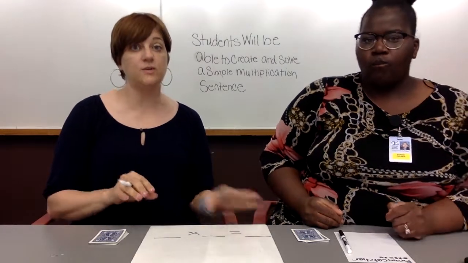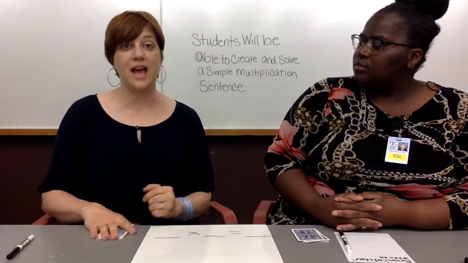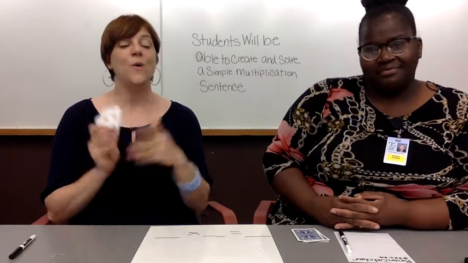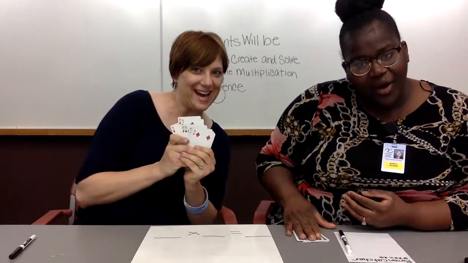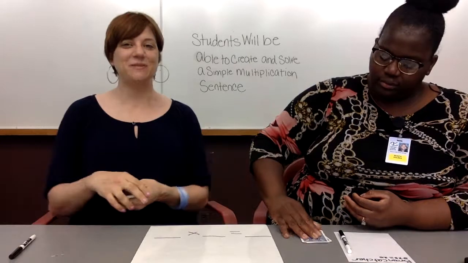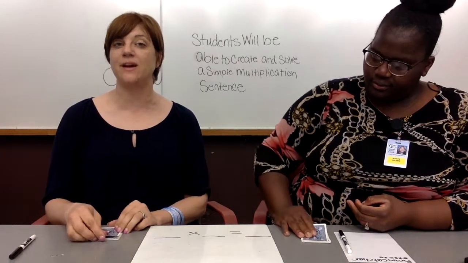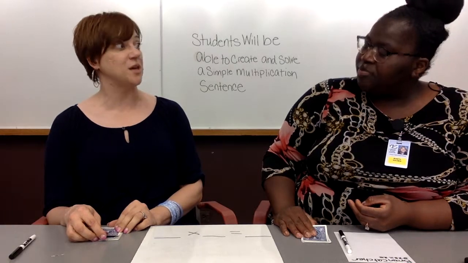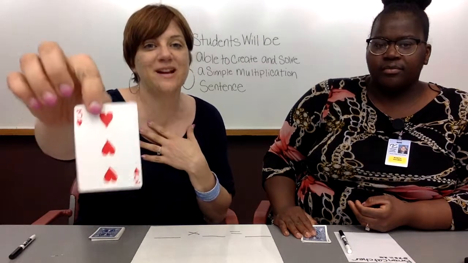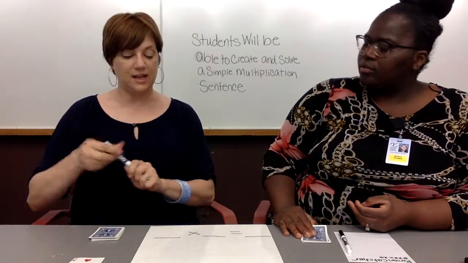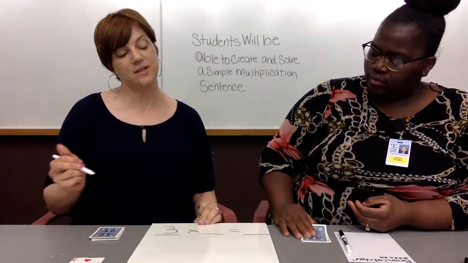Step 2 is we are going to flip or choose a number. We have either playing cards or dice right before you, but we chose playing cards. So step 2 is we are going to flip a number and write that number in the blank. We're going to take turns. I'll go first. My number is a number 3. So I'm going to write that number 3 in the first blank.